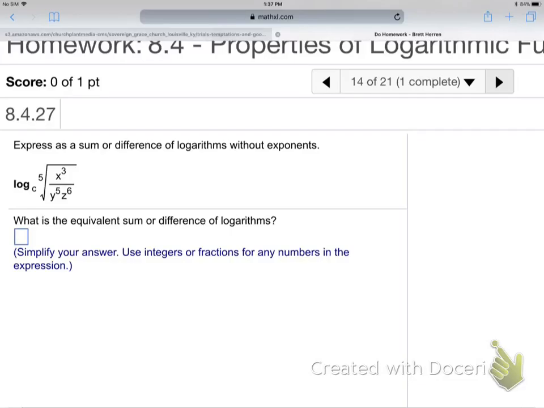Okay, so log base C, let me write it up here a little bigger. Log base C of the 5th root of x to the 3rd over y to the 5th z to the 6th. Okay.